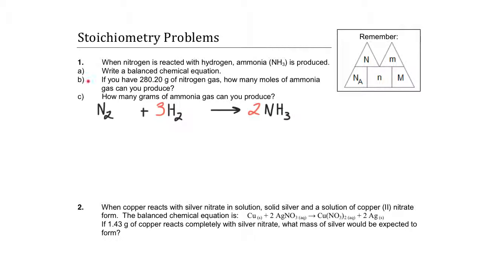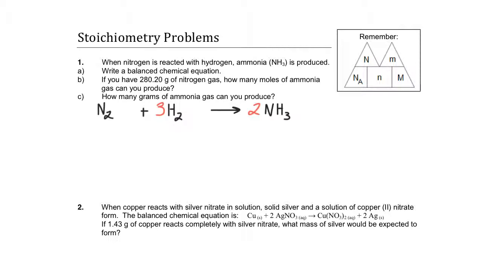So then the question gets more interesting. It says, if you have 280.20 grams of nitrogen, how many moles of ammonia gas can you produce? And then the follow-up question is, how many grams of ammonia gas can you produce? So this type of question is saying, if I know how much reactant I'm starting with, how much product can I expect to make? And this is a common question that chemists have, and even chemists that work in industrial processes in producing large quantities of chemicals. They want to know how much product can be expected.